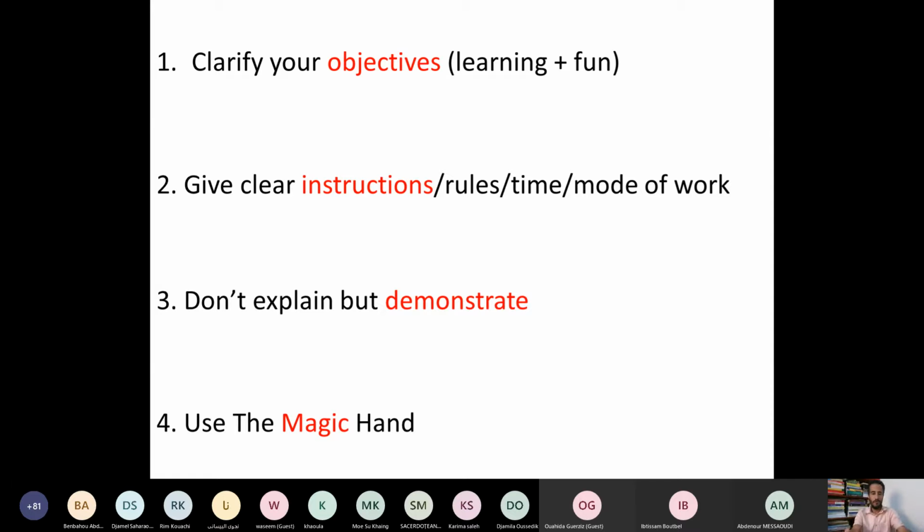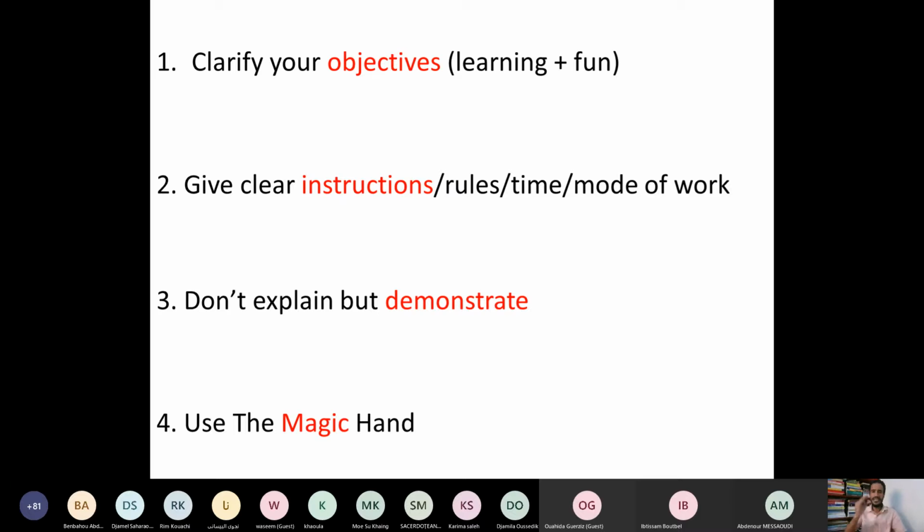Number two, of course, you have to give clear instructions. Like what? Rules, time. As Wahida said, timing is important. Mode of work. For example, if you tell students now we are going to play a game, okay? And they want you to work on it. The instructions are not clear. Number one, what are the rules? Number two, the time, the mode of work.